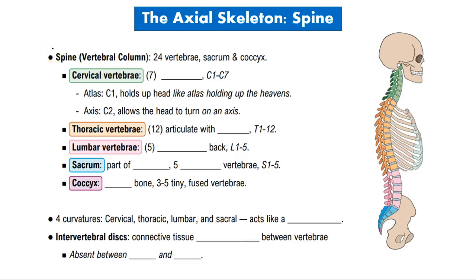Hello learners, and welcome to our next stop on the axial skeleton tour, and that is the spine. It's also called the vertebral column. Okay, folks, now the spine is going to be the central axis of the axial skeleton.